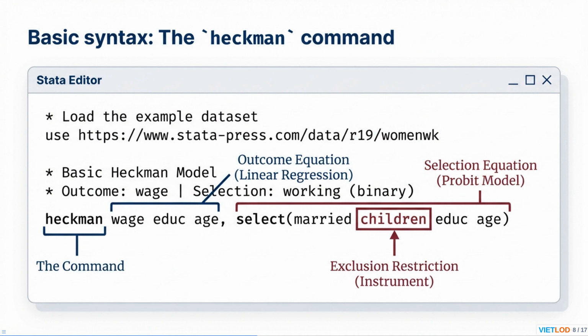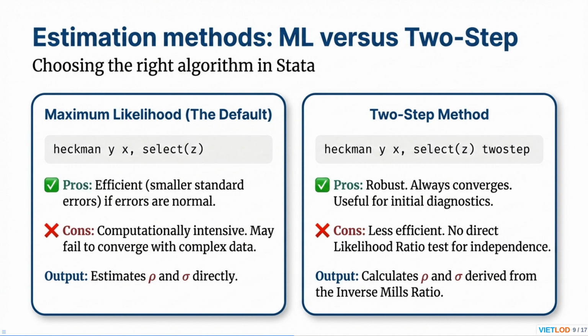Notice the critical role of children here. It's included in the selection equation, but not in the main outcome equation. This makes children our exclusion restriction, a variable that influences the decision to work, but not the wage offered, which is crucial for proper model identification. So, this single command effectively sets up and estimates both the outcome and selection equations simultaneously.